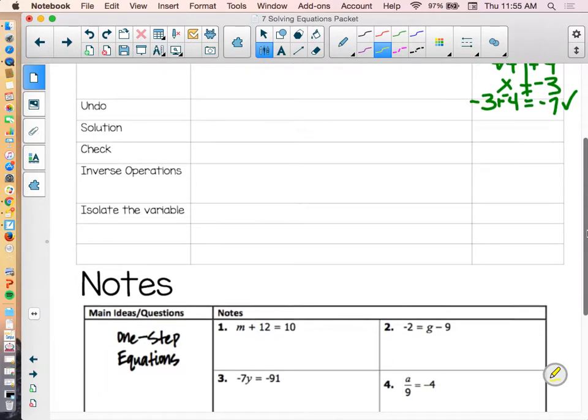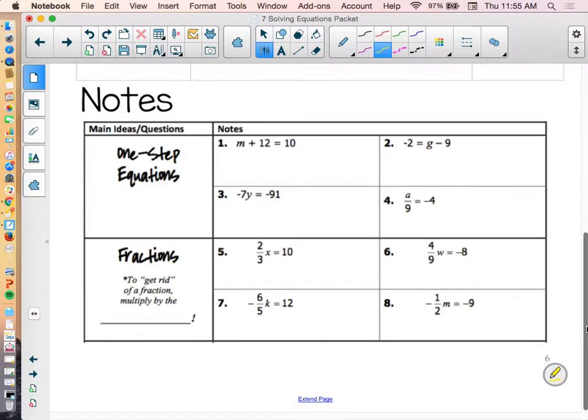You should have all of that top part complete. And we're looking at the notes on the bottom of the page. We started doing these earlier, but now we're going to complete them. So, we did these first two problems where you were undoing and giving the solution, and then you were checking to make sure that it works. We're going to do that same thing, but now we're going to do it with a multiplication problem and with a division problem.